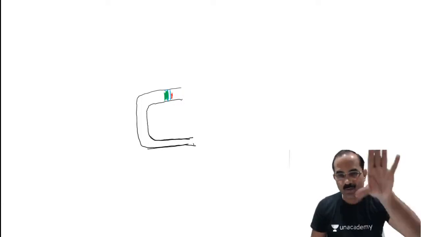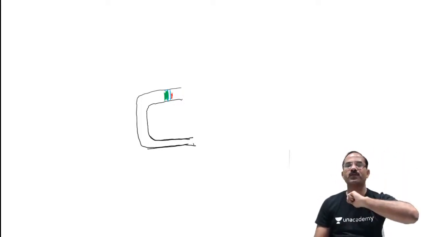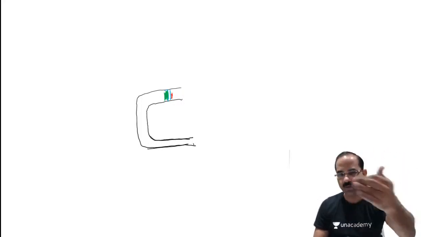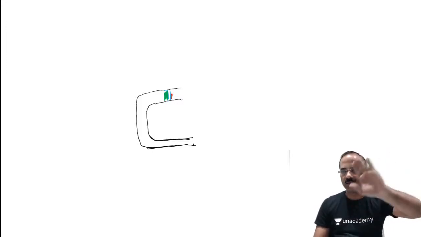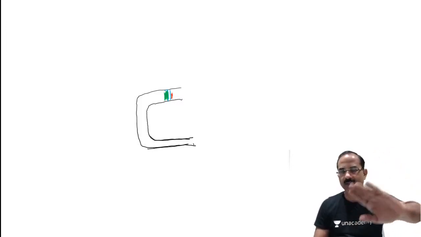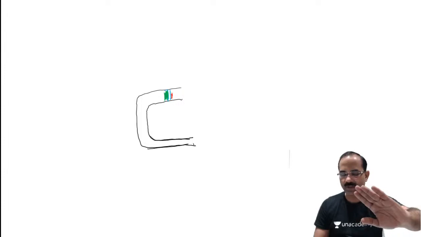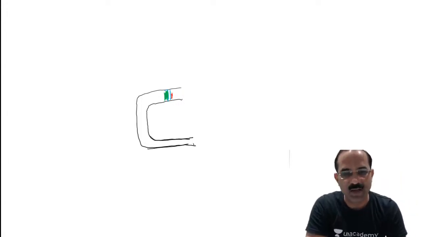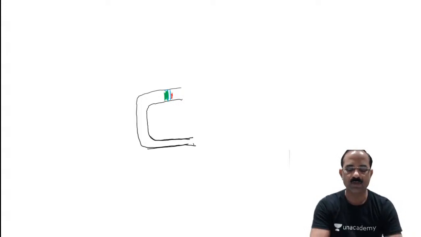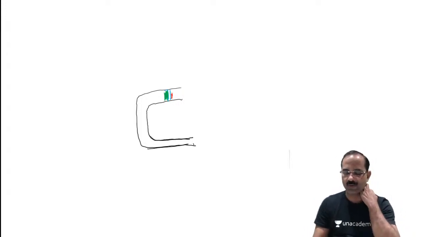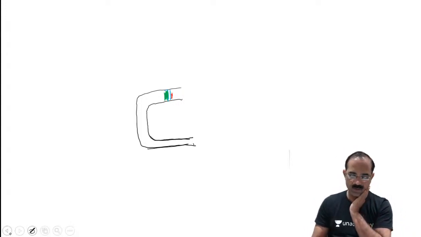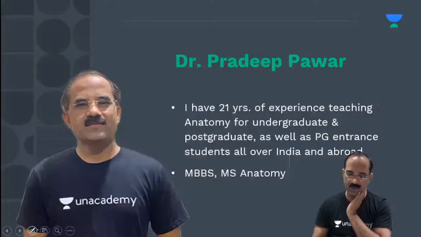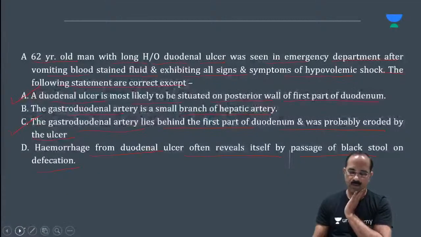So, ulcers are very common in the first part of the duodenum. On which wall? The posterior wall. And if there's an ulcer in the posterior wall, if it is eroding, which artery is behind? That's the gastroduodenal artery. I hope this is clear to all of you. Okay, it erodes the gastroduodenal artery. So that's about the first MCQ. Just have a look at this once again. See the MCQ once again.